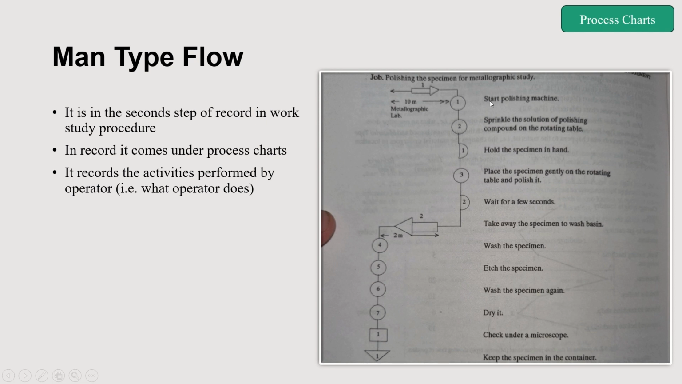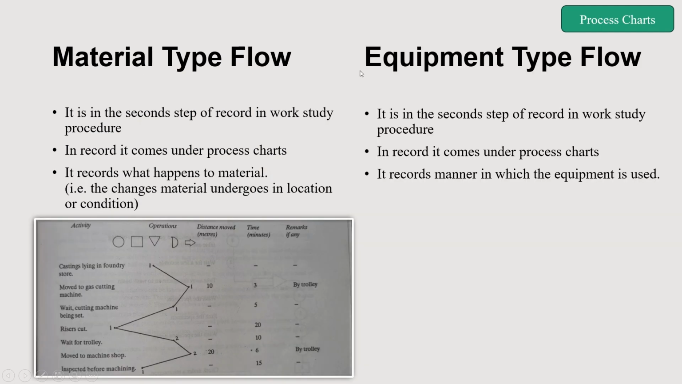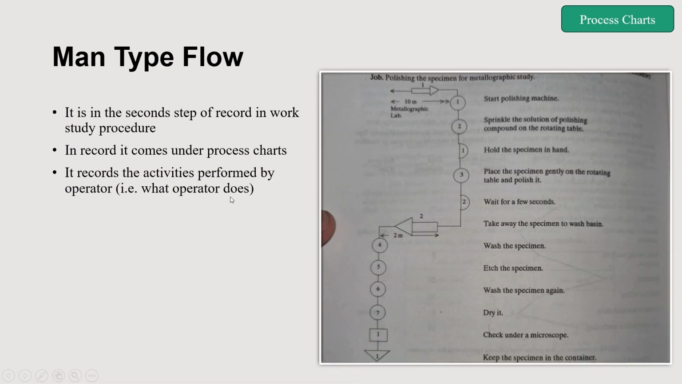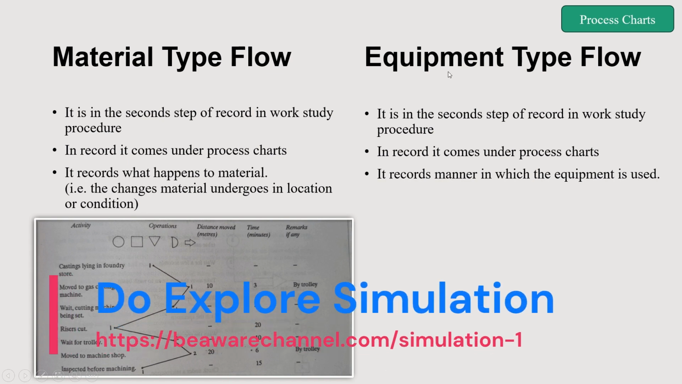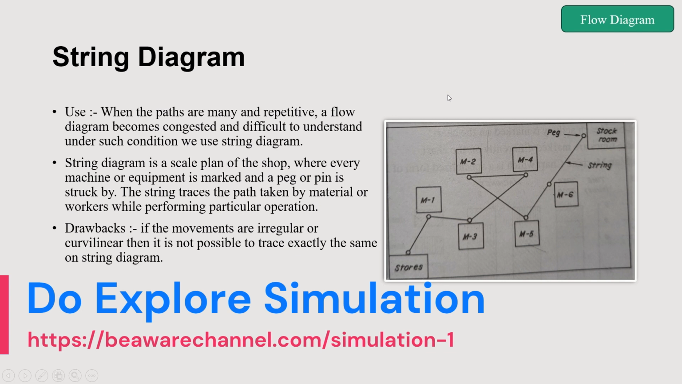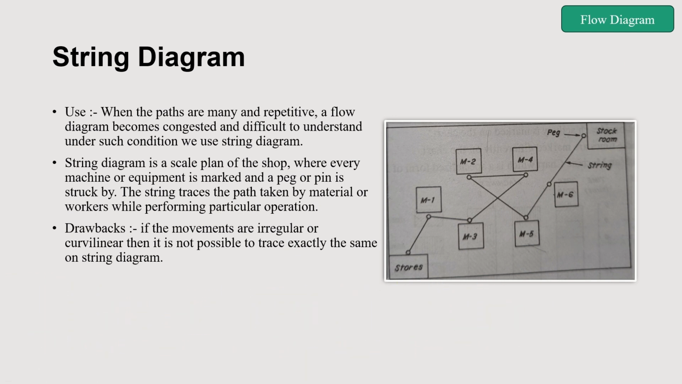If you look at starting polishing the machine, sprinkle the solution, hold the specimen, these are all the process chart symbols, and this is the man type flow. Similarly we have it for material and equipment. There is no major difference in all these three. Basically this captures the man movement, this captures the material movement, and this captures the equipment movement. So this comes under flow diagrams.